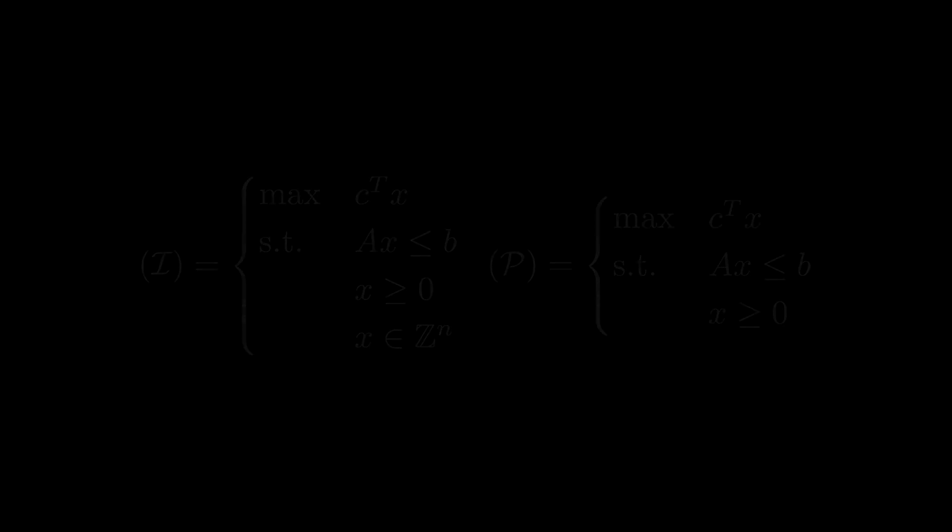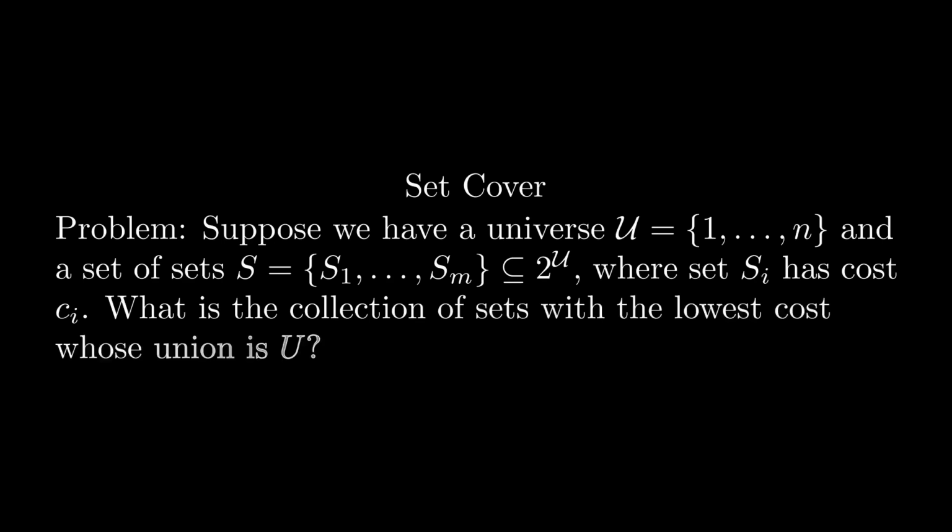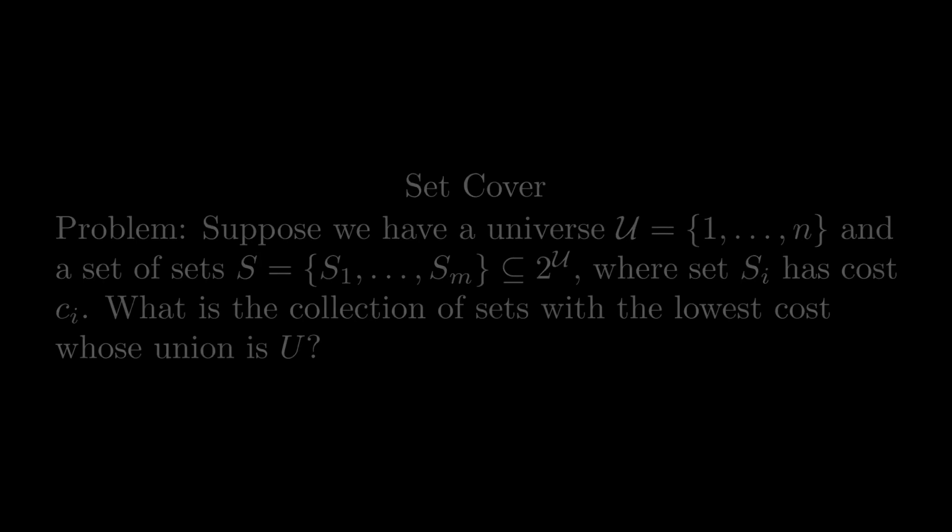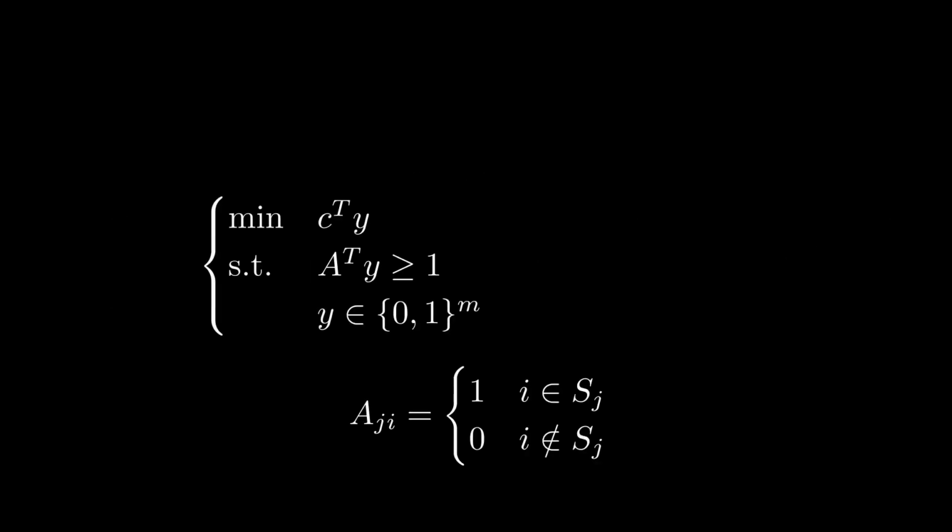Let's look at an example to see such a strategy in action. Consider the set cover problem, where we are given m sets over a universal set of n elements, where each set has an associated cost c_i. The goal is to find the set of sets at the lowest cost for which their union is equal to the universe. We can express this as an ILP minimization problem as follows.